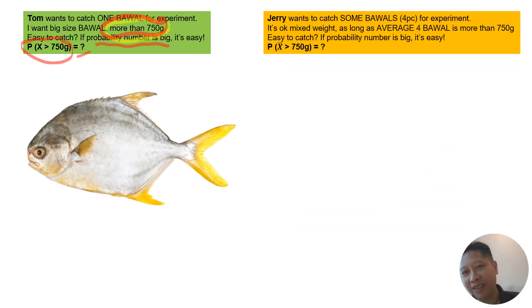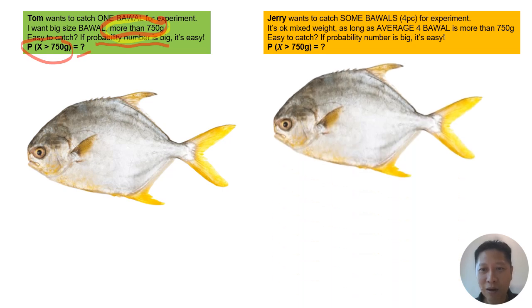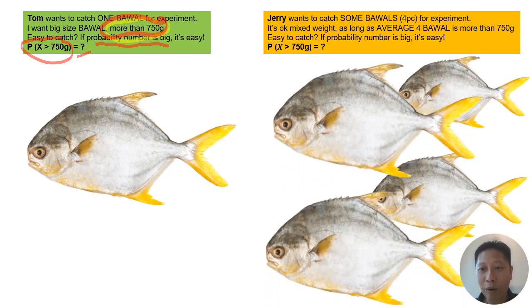We have another friend, his name is Jerry. He also wants to conduct one experiment. This time it's a little bit special because as long as the 4 fishes that he catches have an average of more than 775 grams, then it's fine. So his case is special. We also want to find the probability that he can manage to catch 4 fish with an average of more than 750 grams. If the number is big, then we can say that it's easy to catch.